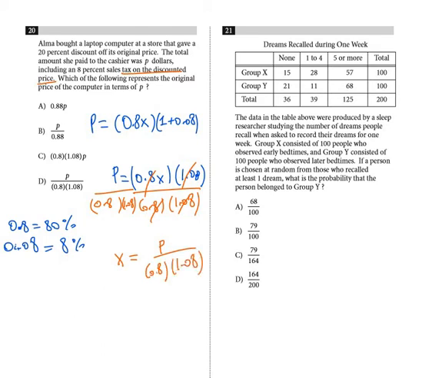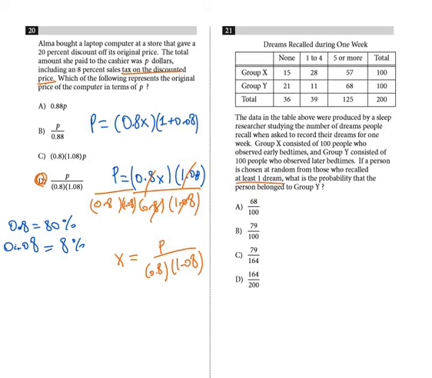So this is going to be question number 21. The data in the table above were produced by a sleep researcher studying the number of dreams people recall when asked to record their dreams for 1 week. Group X consisted of 100 people who observed early bedtimes, and group Y consisted of 100 people who observed later bedtimes. If a person is chosen at random from those who recalled at least one dream, what is the probability that the person belonged to group Y?